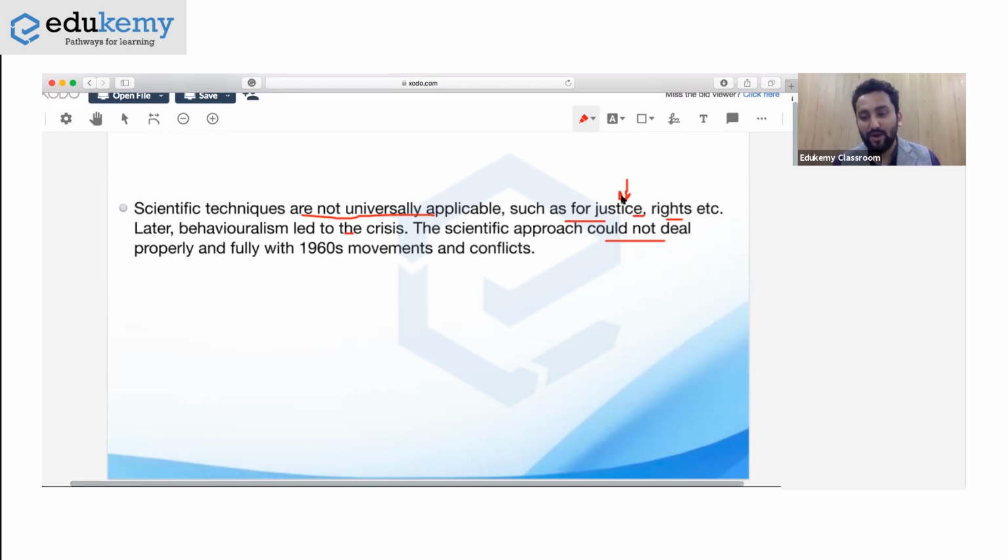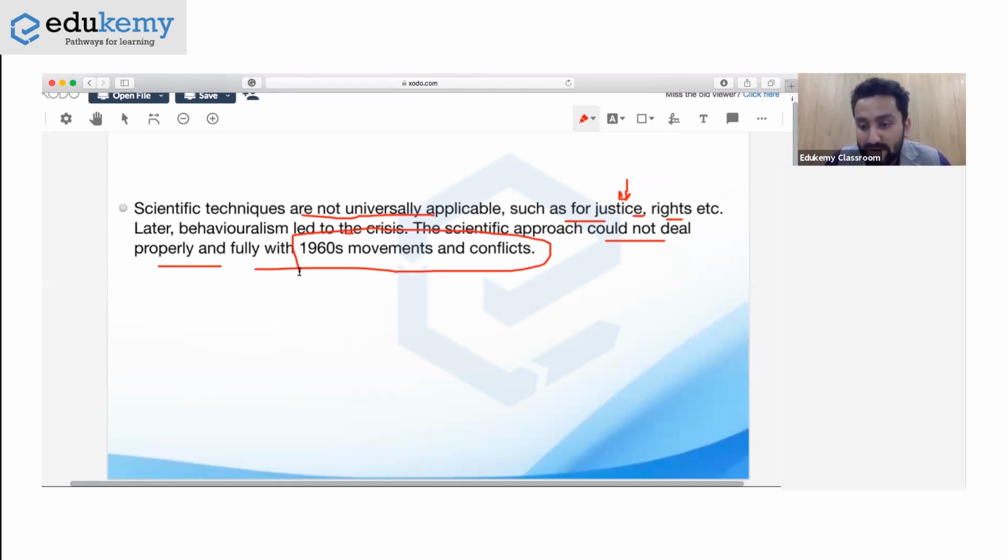Yes, to save the decline of political theory. And what decline are we talking about? The decline of the 1960s again. The scientific approach could not deal properly and fully with the movements and conflicts of the 1960s. And what were these movements and conflicts? For example, what I'm talking about now is not part of this particular answer, and you should not add it, but I'm expanding on this so that you have a better connection to what was going on in this decline in the 1960s.